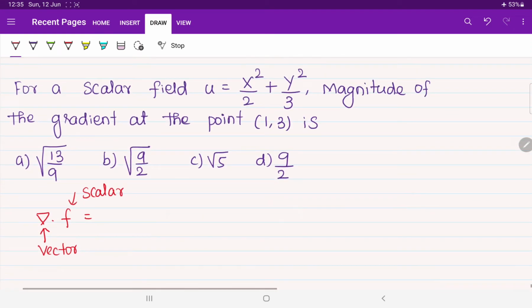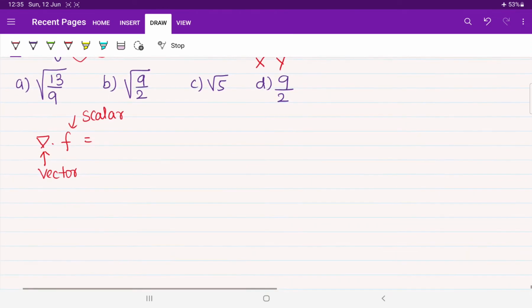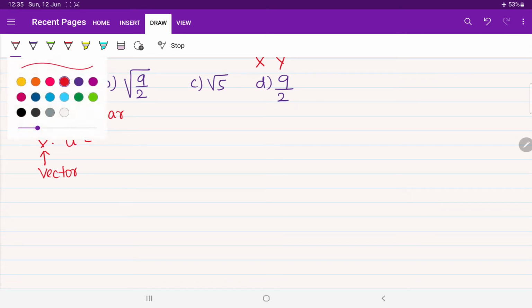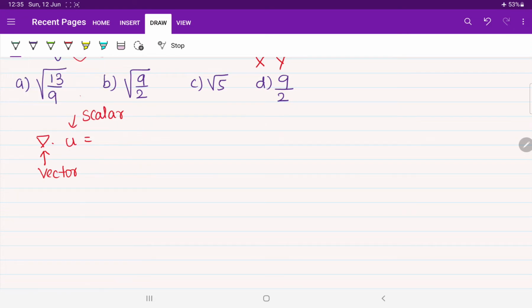If you observe, the given function is for a scalar field u. Here instead of defining it f, they are taking u equal to x square by 2 plus y square by 3. Determine the magnitude of the gradient at the point (1, 3). So they have given the values for x and y. Now it's time to explore the value of gradient of the function u. So let us see the answer for this function.